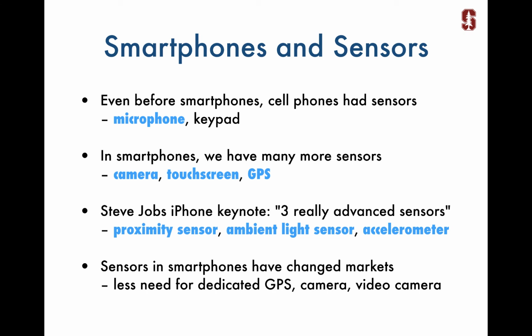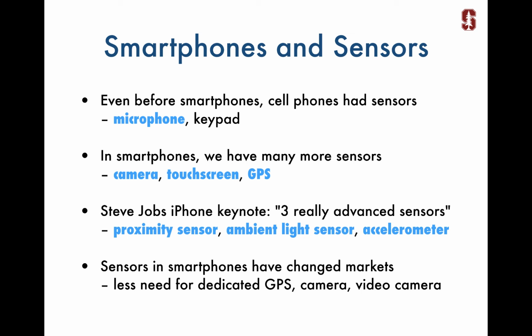Even before mobile phones were considered smart, they had sensors. A microphone is a kind of sensor, and you need a sensor to determine when a button on a number pad has been pressed. With the introduction of smartphones, the number of sensors in mobile phones has exploded. Not only do we have microphones, but we also have cameras. Not only can we respond to number presses, but the entire screen is touch sensitive.